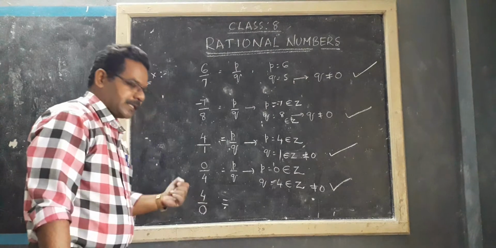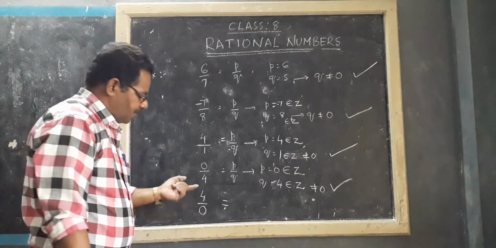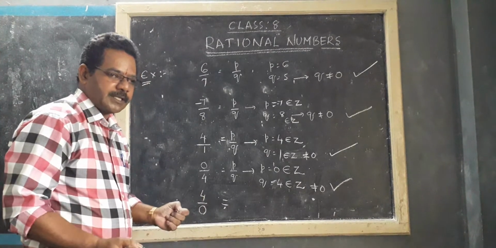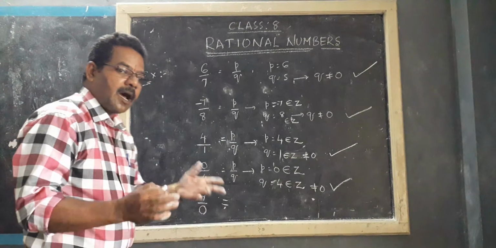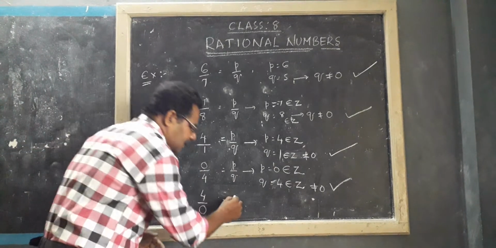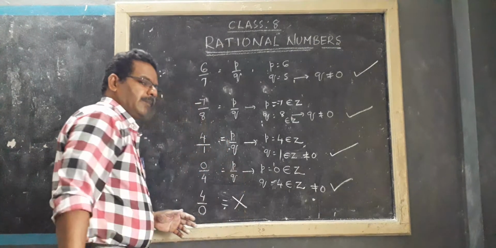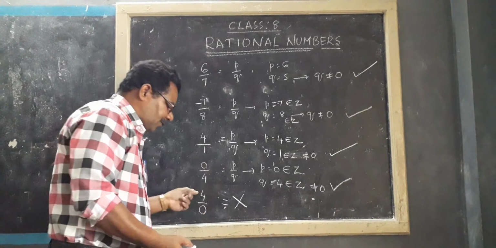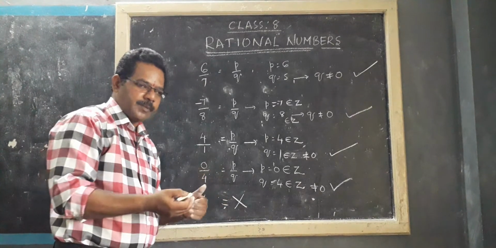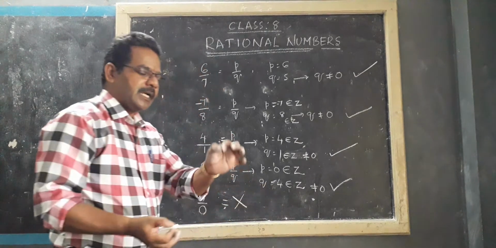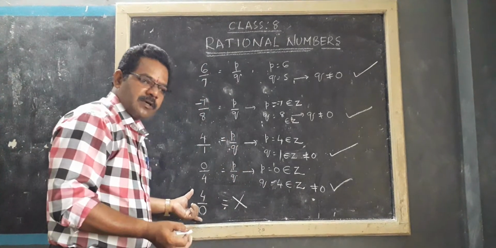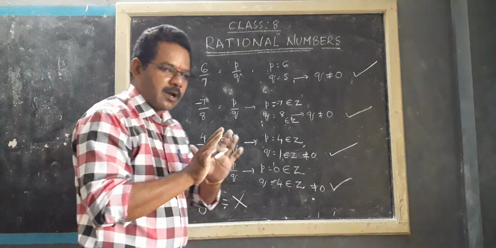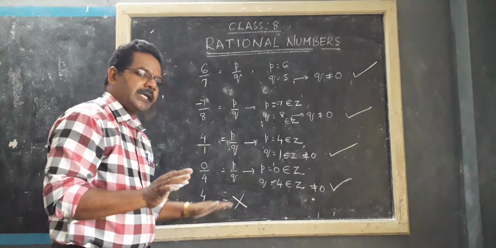Here we can take one more example. 4 by 0. We can write 4 by 0, but we cannot find the value of 4 by 0. Anything by 0 cannot be defined. That's why we cannot call it a rational number. Why? Because we don't know the value of 4 by 0. If you divide 4 by 0, we don't know how much quotient or remainder there will be, because till now no mathematician has found the value of 4 by 0. Not only 4 by 0, anything by 0 is not defined. So we cannot say it is a rational number.